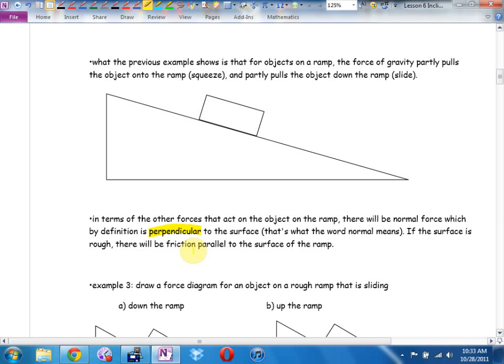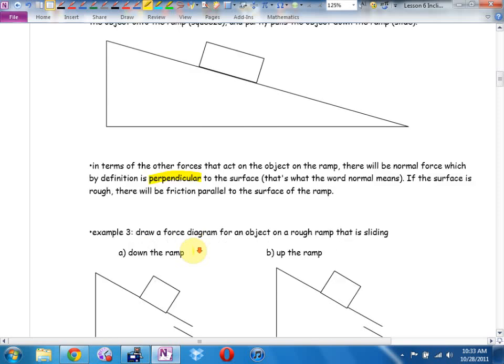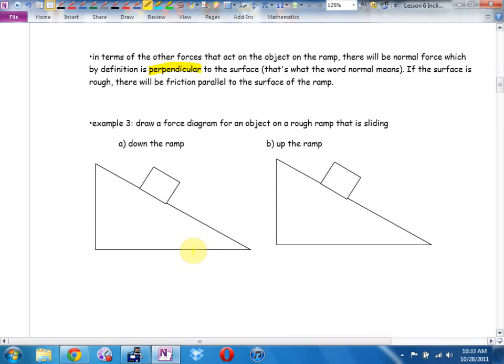So here it is. It says, draw a force diagram for an object on a rough ramp that is sliding down the ramp, and then B will do up the ramp. So here's our first angled free body diagram. I'm going to say, what are the forces acting on this? And I'm going to start out with my usual, get the obvious ones.